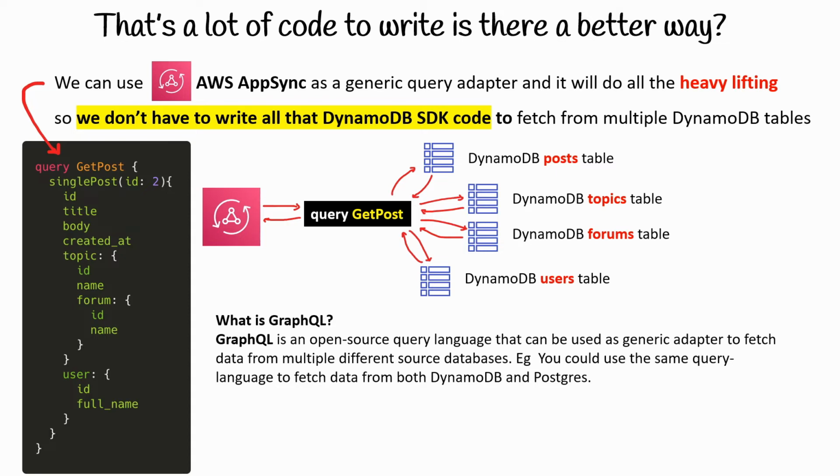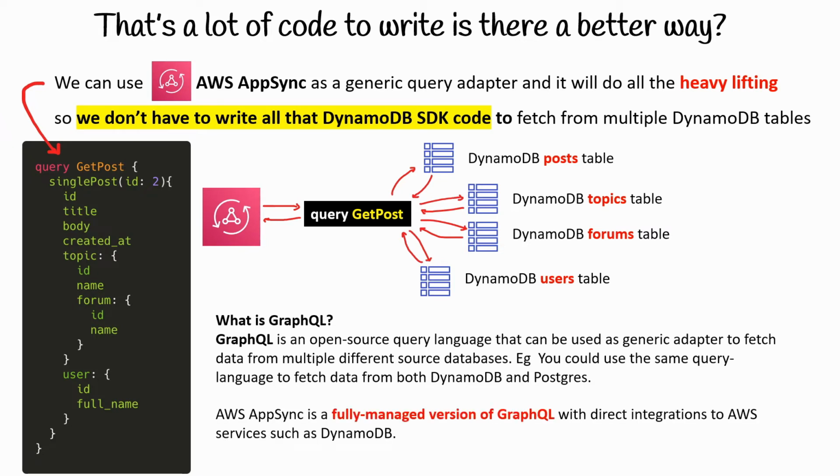So GraphQL is an open source query language that can be used as a generic query adapter to fetch data from multiple different source databases. And you could use the same query language to fetch data from DynamoDB and Postgres. So if you still want to use DynamoDB and Postgres side by side, you could use AppSync and totally do that. And that could be a good migration path for you. So AppSync is really just a fully managed version of GraphQL with direct integrations to AWS services such as DynamoDB.